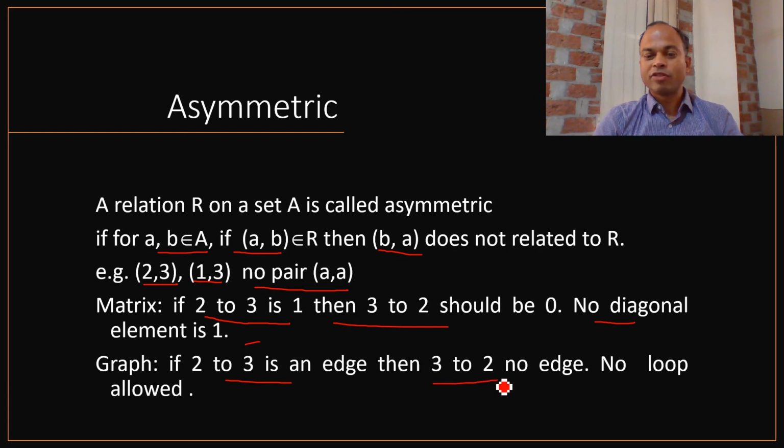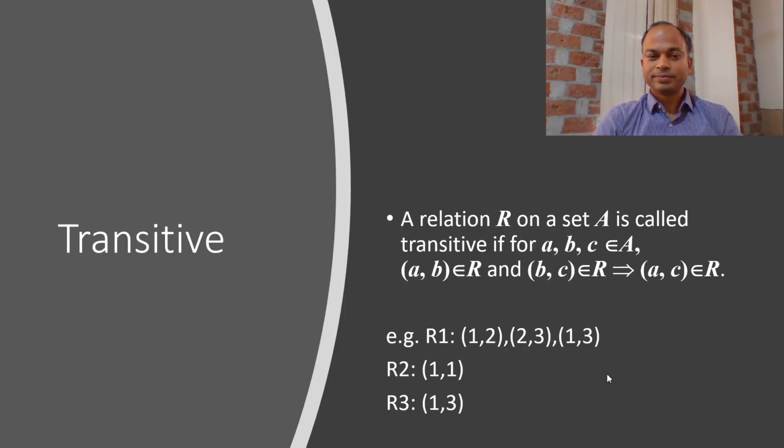There is no S from 3 to 2. Further, no loop is allowed. In this way, we can represent the asymmetric property using the matrix and graph.